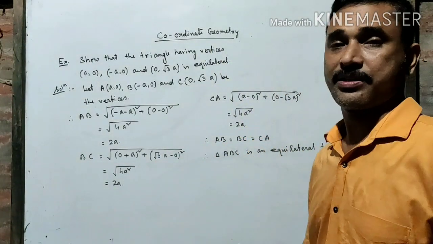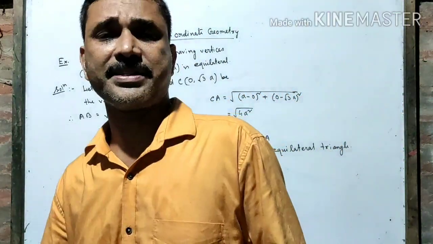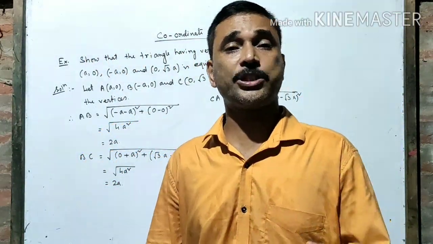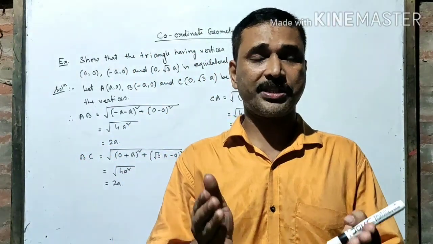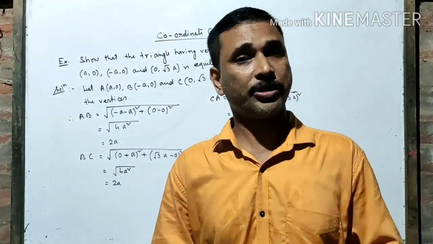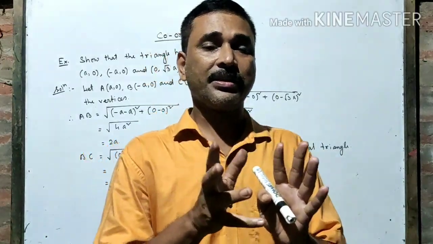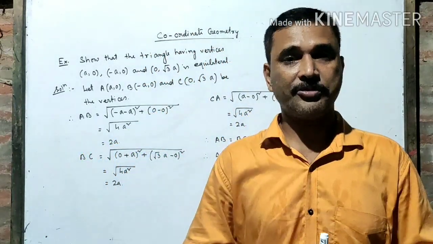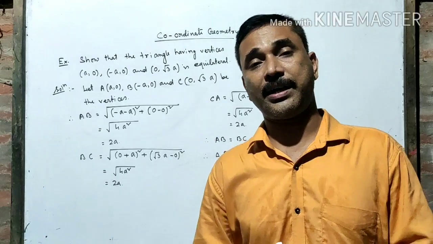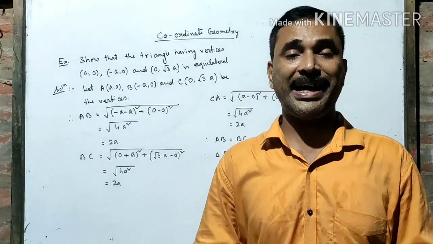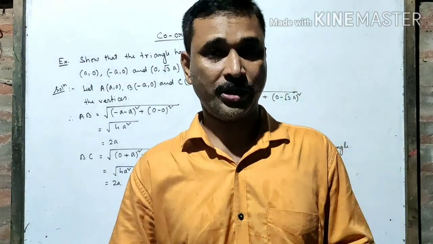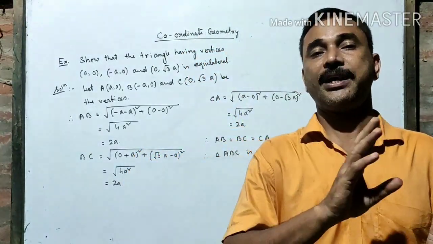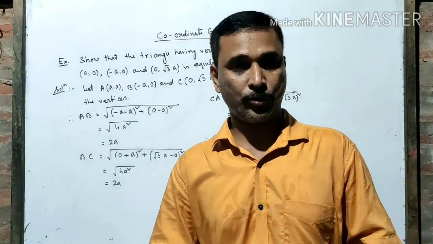Similarly, if you are asked, by giving some vertices, to show that these vertices form an isosceles triangle, that means you have to show that two sides are equal. Isosceles triangle means Samadwibahu Tribhuj. If by giving three vertices you are asked to show that they form a scalene triangle, scalene triangle means Vishamabahu Tribhuj, that means you are to show that all the three sides are unequal.